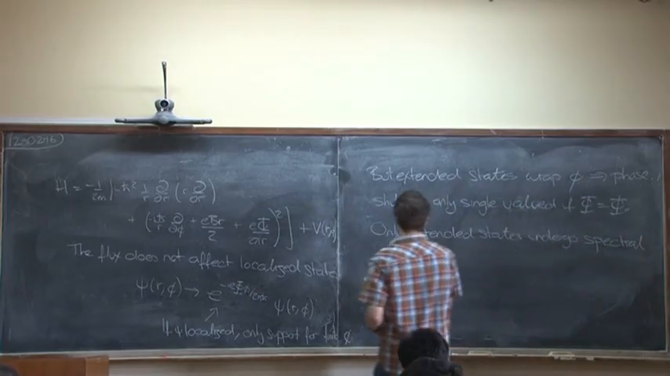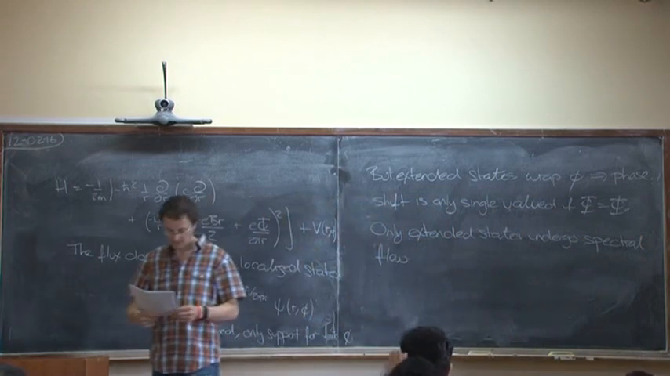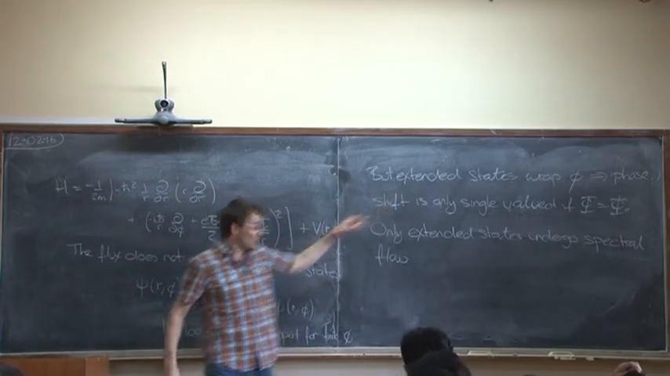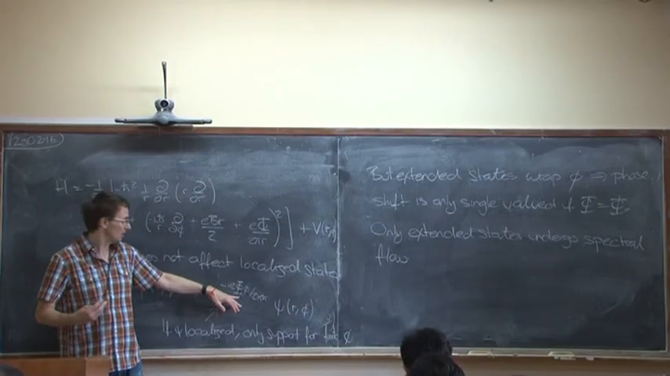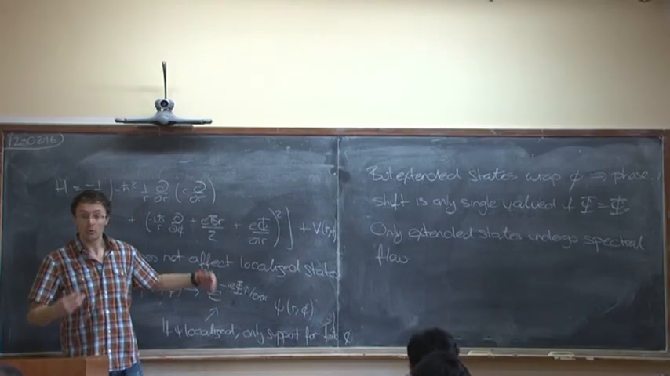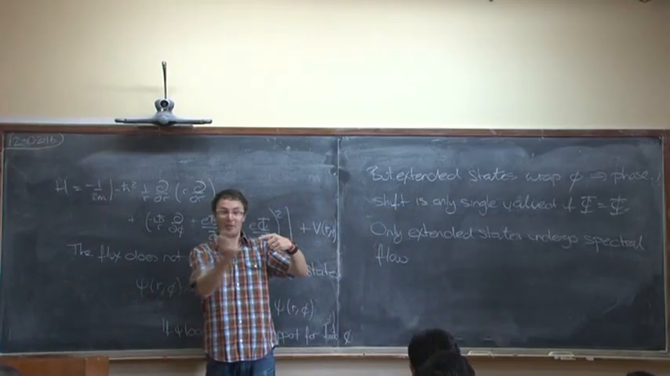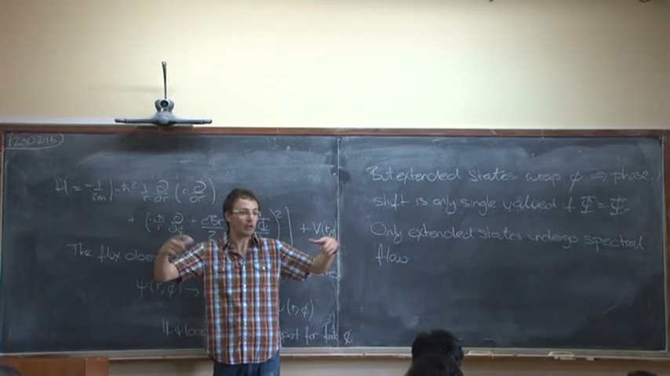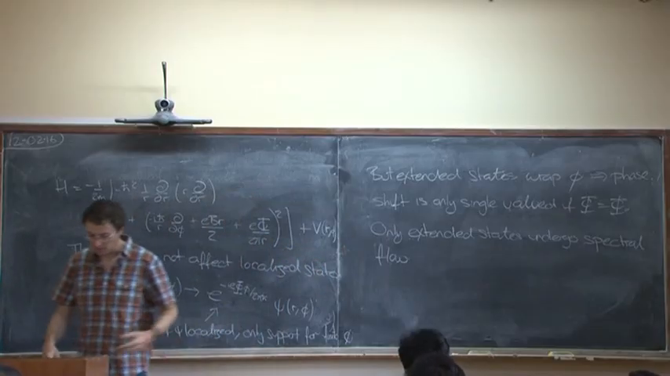Oh, okay. But what is actually happening? Okay, so the extended states, we can't use this argument because this gauge transformation wouldn't be single valued, which means that these extended states are the ones which have to worry about the single valuedness or the boundary condition, and it's these extended states which undergo spectral flow. So not all states now, but just the extended states.